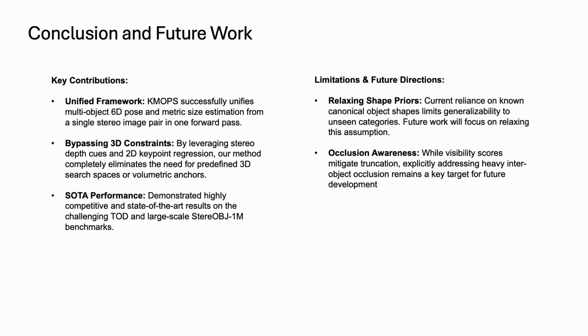Current reliance on known canonical object shapes limits generalizability to unseen categories. Future work will focus on relaxing this assumption. Also, while visibility scores mitigate truncation, explicitly addressing heavy inter-object occlusion remains a key target for future development.